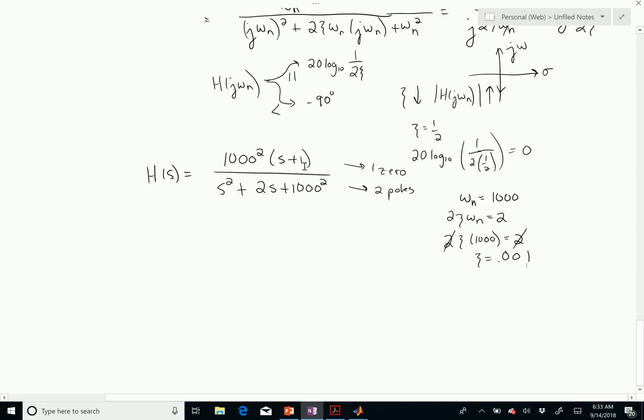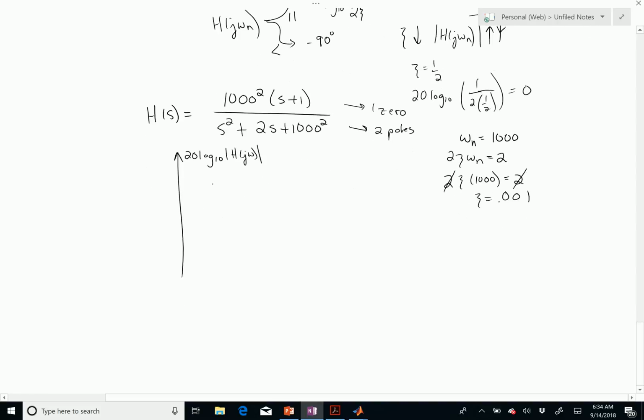Again, I could take 20 log of everything and look at the individual pieces, but now I pretty much know that when I'm drawing a Bode plot, I look at the contribution of each individual pole and 0, and I add their effects up. So there's 20 log 10 of the magnitude of H of j omega.